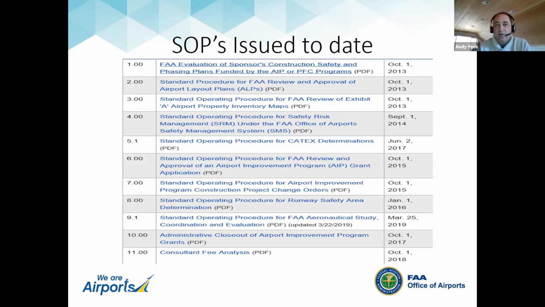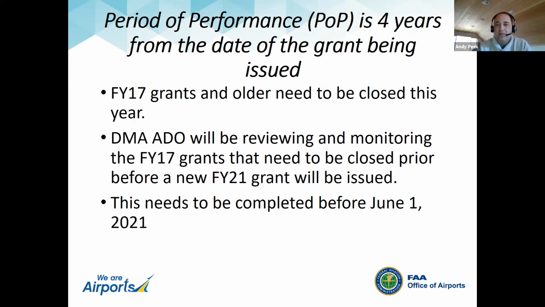So it's timely for me to talk about period of performance. Period of performance is something that really drives our closeout process. You all have done a great job of getting grants closed that were fiscal year 16 and older last year. Now we're looking at the fiscal year 17 grants. And really we monitor those grants and spend time on those grants before we start the process of working the new grants. So our folks right now are working through that list.